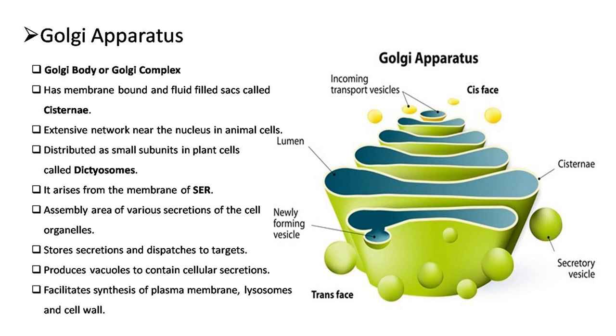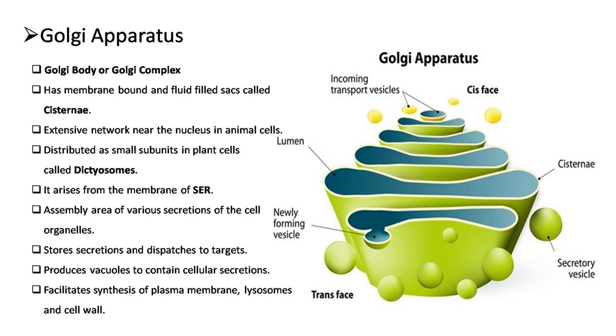Then we have the Golgi apparatus. It is also called Golgi body or Golgi complex. It has a set of membrane-bound and fluid-filled sacs called cisternae, and it is found as an extensive network near the nucleus in animal cells, but it is distributed in many small subunits called dictyosomes in plant cells.